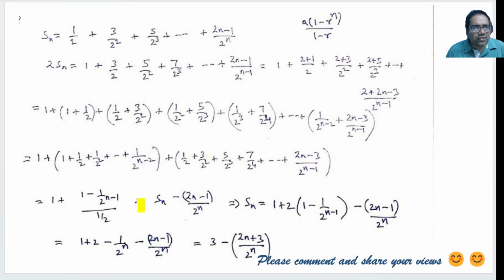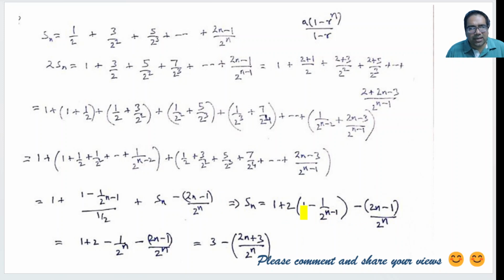Right. What is all of this? All of this is actually equal to 2 times Sn. We have multiplied with 2 to get this one also in terms of Sn. So 2Sn minus this Sn becomes Sn, which will become the remaining 1 plus 1 minus (1/2)^(n-1) into 2. Right, this 2 will go into the denominator. 2 into (1 minus 1 by 2^(n-1)) minus (2n minus 1) by 2^n.